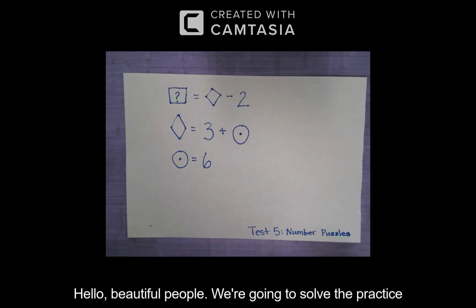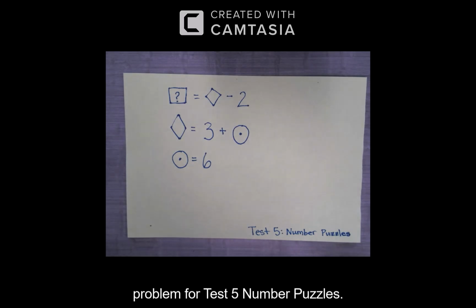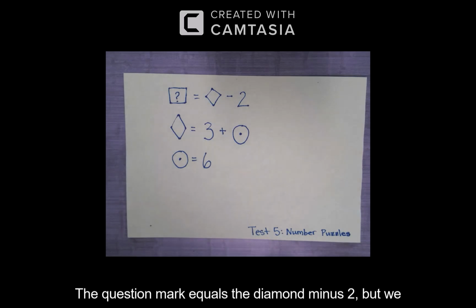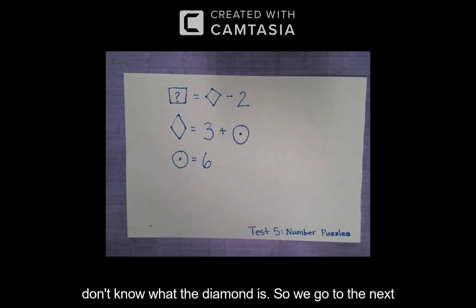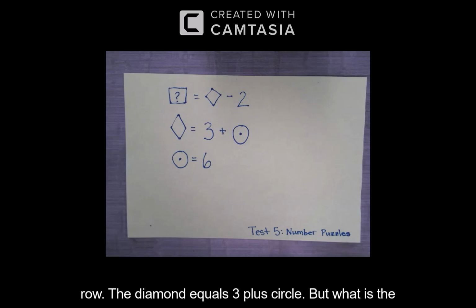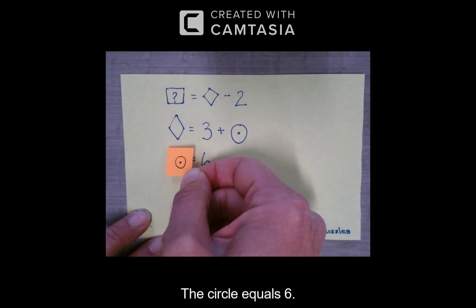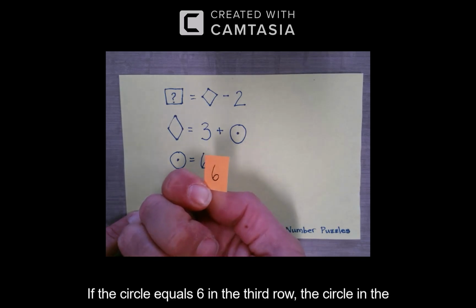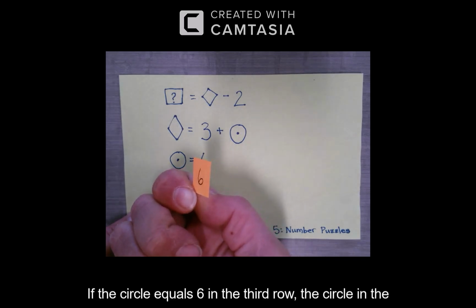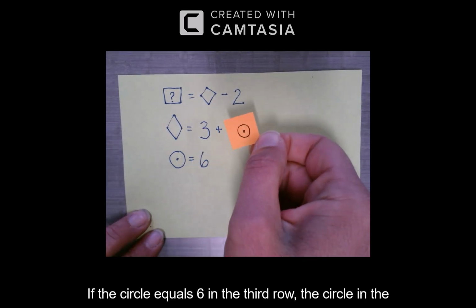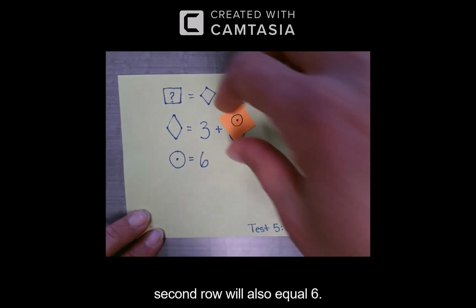Hello, beautiful people. We are going to solve the practice problem for Test 5 number puzzles. We need to find the question mark value. The question mark equals the diamond minus 2, but we don't know what the diamond is, so we go to the next row. The diamond equals 3 plus circle, but what is a circle? The circle equals 6. If the circle equals 6 in the third row, the circle in the second row will also equal 6.